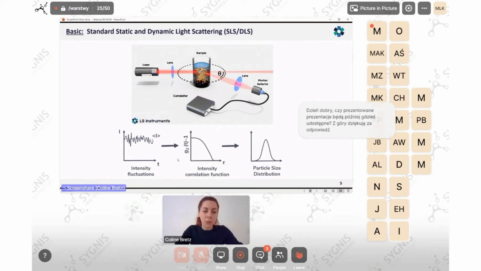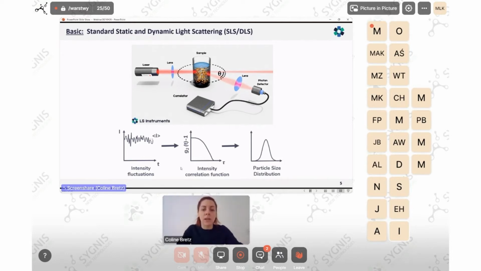In DLS, what we do is that we take these intensity fluctuations and compute the correlation function from them, which tells us how fast, again, the dynamics are, how fast the correlation function decays. If the correlation function has a very fast decay, it means that the particles are rather small.